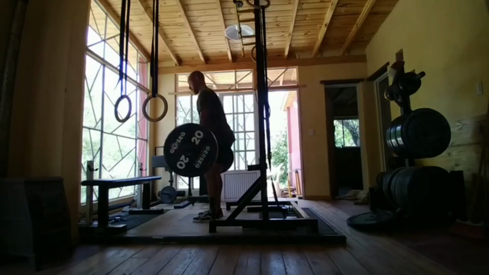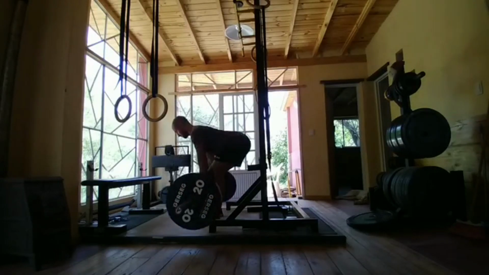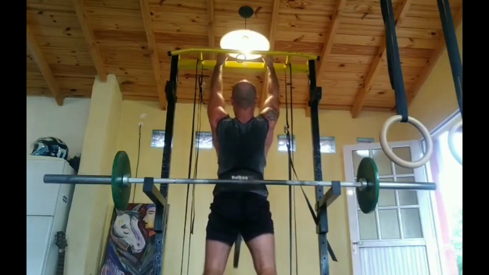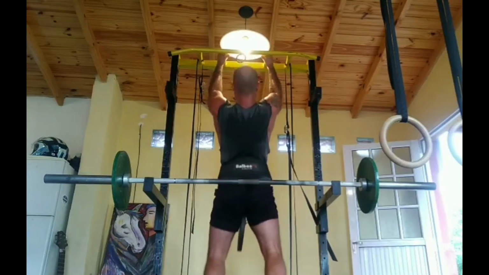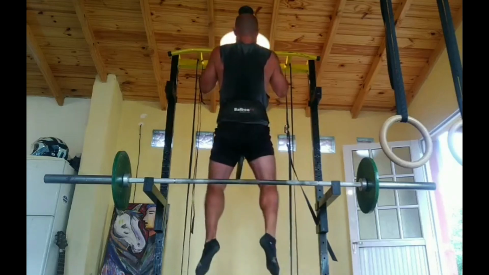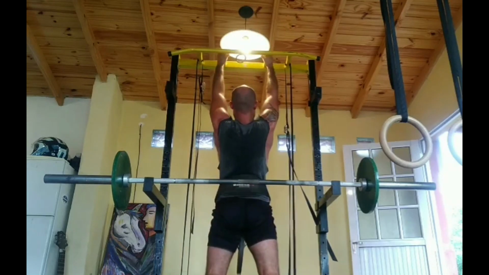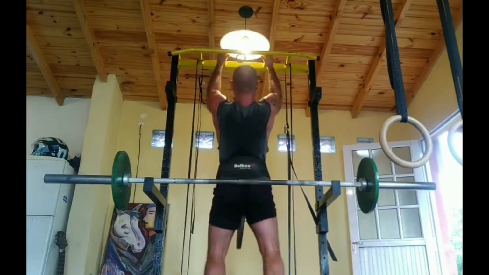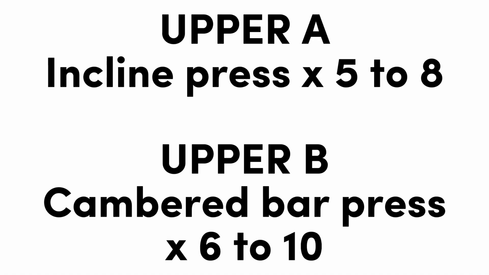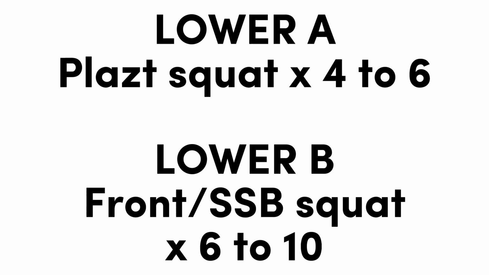In this phase, rep ranges can go from 3 to 10 reps, depending on the lift. And if you have an A and B day, use a different rep range within that 3 to 10 range for your main lift. For example, for upper A, you can do incline press from 5 to 8, and upper B, cambered bar press from 6 to 10. Or for a lower body day, you can do lower A, squats from 4 to 6, and lower B, front squat or SSB squat from 6 to 10.